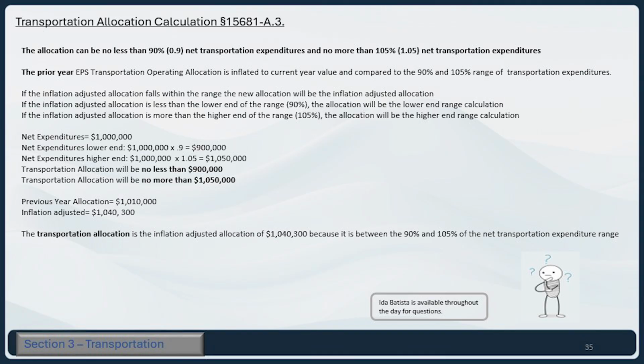So what we do is we say, what was your prior year transportation allocation? And we inflate it by our inflation factor. We then take the net expenditures, and we take 90% of them and 105%, and we compare your inflated last year's allocation. If it falls under that 90% of your expenditures, we'll bring your allocation to that 90%. If it falls above that 105%, we will pull it down to that 105%. If it falls in the middle, that will be your allocation.